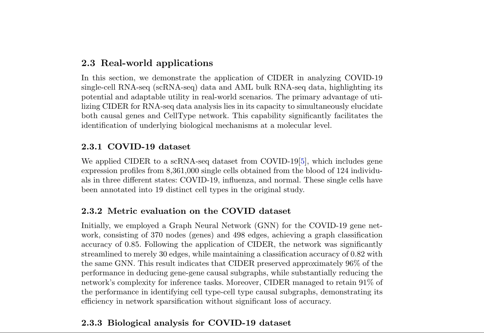Initially, a graph neural network, GNN, is employed to classify the COVID-19 gene network, achieving an accuracy of 0.85. After applying CIDER, the network is significantly streamlined to 30 edges, while maintaining a classification accuracy of 0.82 with the same GNN. This result indicates that CIDER preserves approximately 96% of the performance in deducing gene-gene causal subgraphs, while substantially reducing the network's complexity for inference tasks.